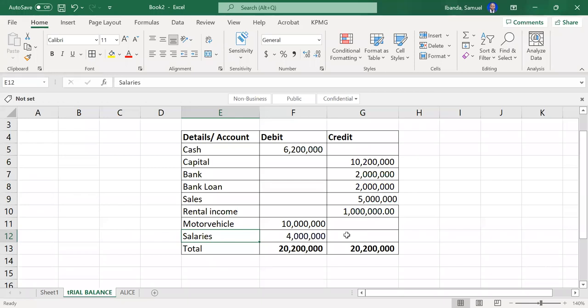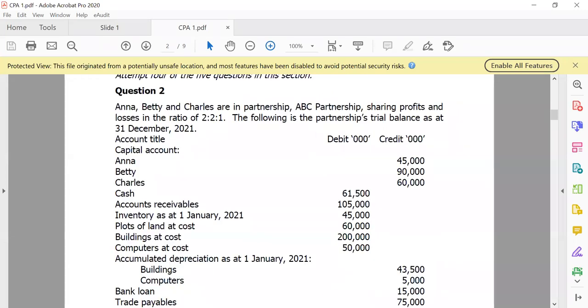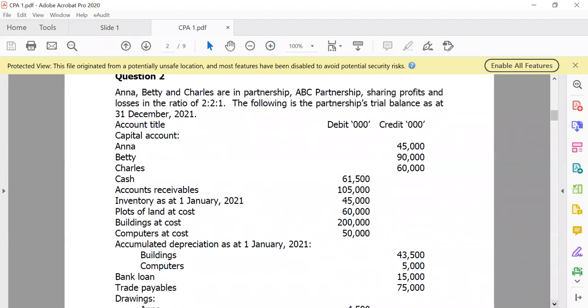Now we have different transactions that the examiner can really ask you. And like I said, the examiner will set your trial balance. As you can see, I'll just show you from my screen. This is one of the questions. Now here, the examiner was saying ABC, a partnership.